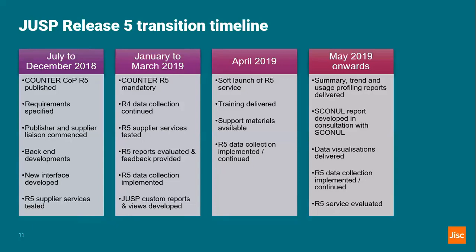So from January onwards, Counter Release 5 became mandatory, and January usage reports were due to be delivered in February. Once we reached February, though, there were a couple of issues that became apparent. Not all publishers were providing Release 5 reports at that particular point, and that's still the case. There are a number that are delayed while they develop or schedule development of services. And where we've been able to test reports, in quite a number of cases we've noted some issues and we've referred those to suppliers in order to address.